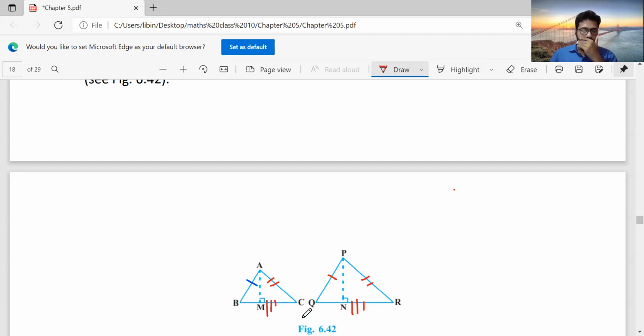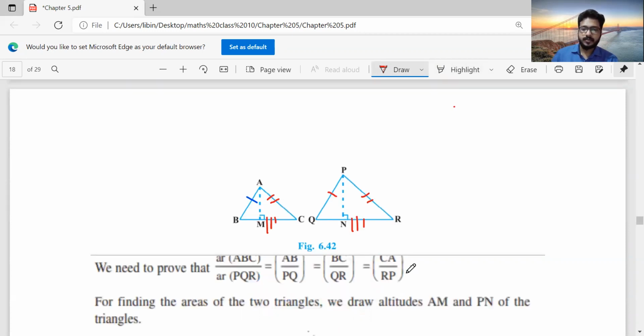So what does it state? Area of ABC divided by area of PQR is equal to AB by PQ whole square, which is equal to AC by PR whole square, which is equal to BC by QR whole square. That is what we want to prove. See here there is a square; it was a typing error. Okay, now this is what we want to prove.